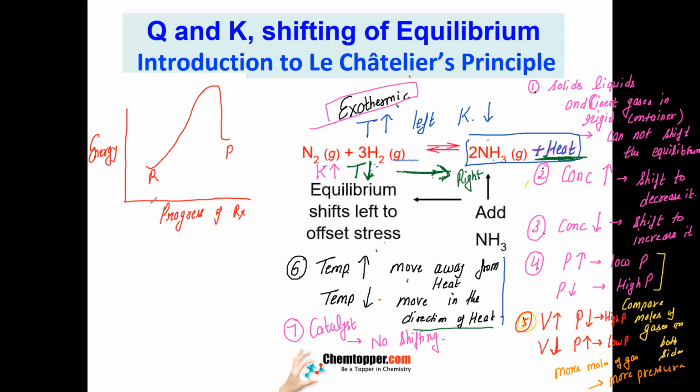When I add a catalyst, what happens? For unit 5, we did about catalyst in unit 5. The activation energy decreases. This is the effect of the catalyst. Is there any change in the energy of the reactant or product? No. Only activation energy is going down. This is with catalyst.